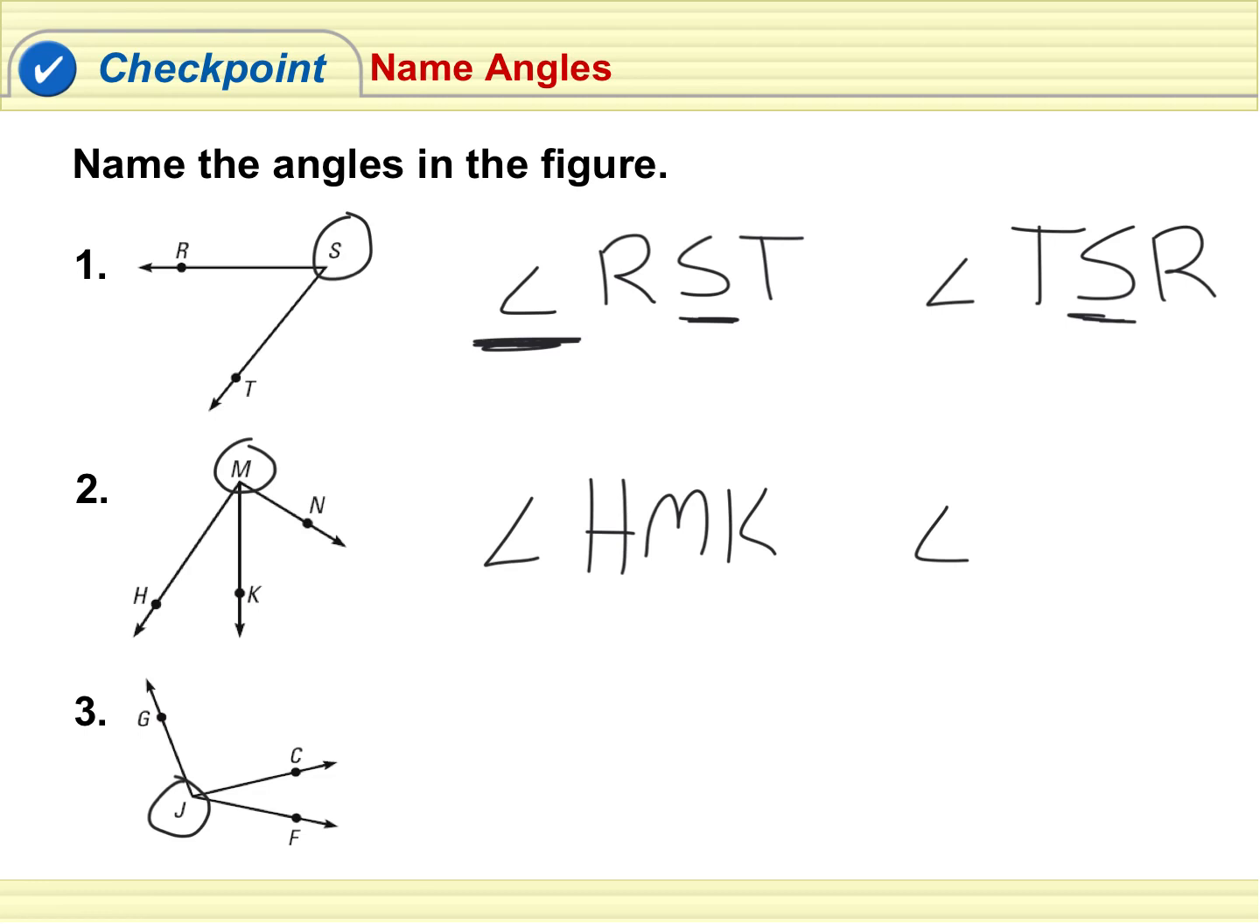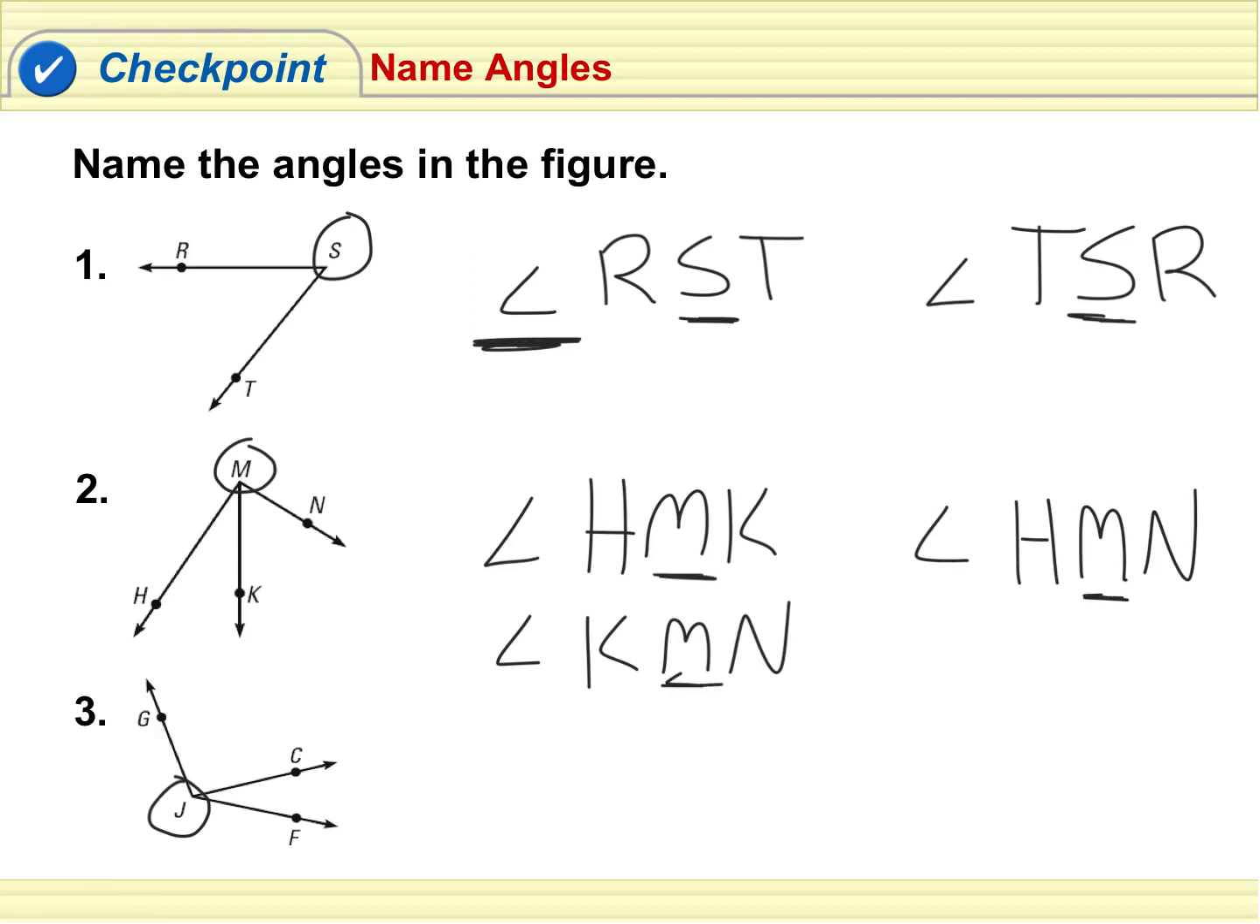Sergio, you got another one? Trent? What's another angle up there? We have HMK. HMN. Good. Gabe, you got one? And then KMN. Good. We hit all 3 of those. What do you notice about what's similar between all of these angles? What is the M? Vertex. The vertex is always in the middle. That was very important. Vertex is always in the middle.